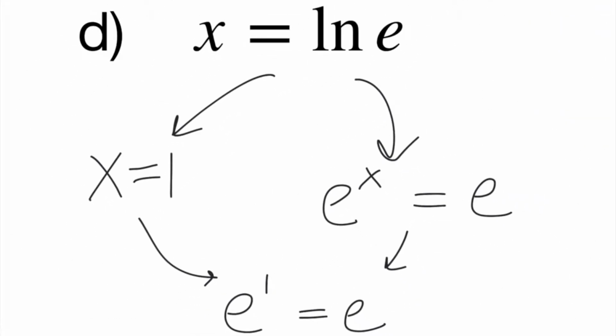What about here? x is equal to the natural log of e. If you type this into a calculator, natural log of e, you should get exactly 1. Now, why is that? It's because you're asking yourself, what is the exponent when the base is e and the power is e? Well, it'd have to be 1, because e to the 1 would equal e. So that's why that is true.